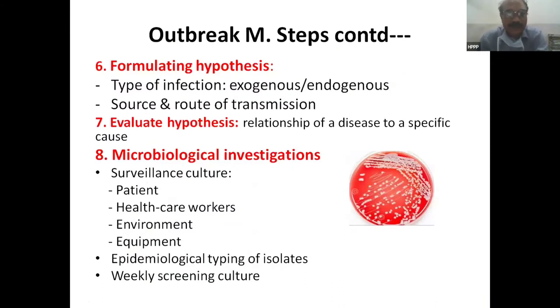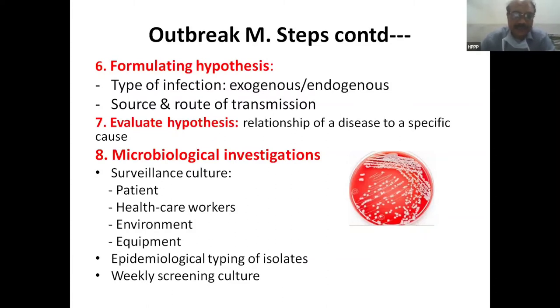And then formulating a hypothesis. This is basically to develop a relation, formulate what the type of infection is, whether it is derived from an exogenous source or within-hospital endogenous source, and about the possible route of transmission. And the next step is to evaluate the hypothesis, that is, to establish the relationship of a disease with a specific cause. For this, you can compare your hypothesis with the established facts, or you can adopt analytic epidemiological methods like case control or cross-sectional methods.